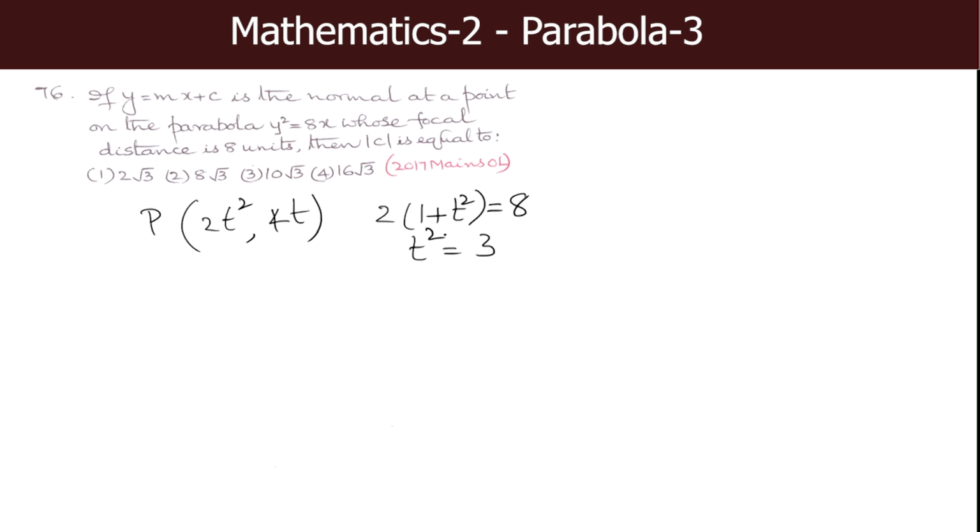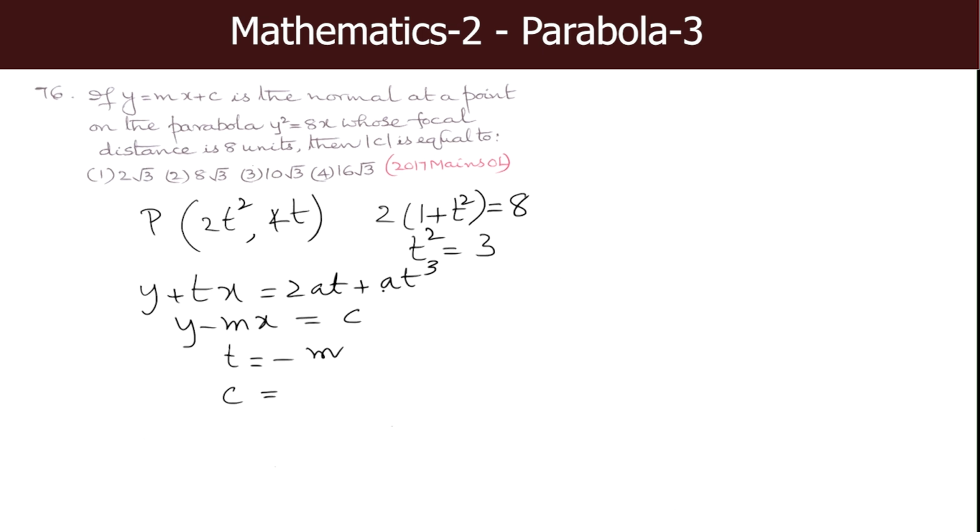Okay. Now, the normal is y plus tx equal to 2at plus at cubed. This is the same as y minus mx equal to c for the value of t equal to minus m, and therefore, c equal to 2at plus at cubed.